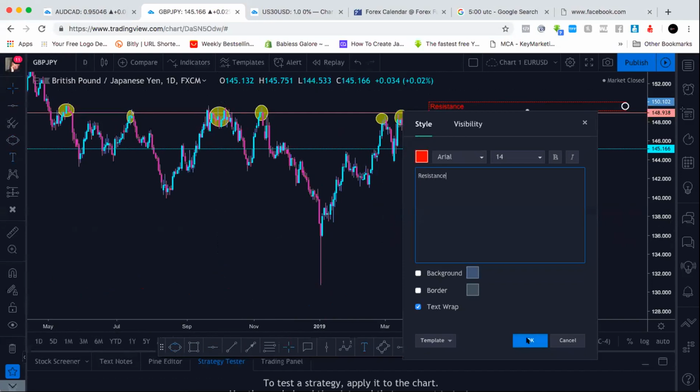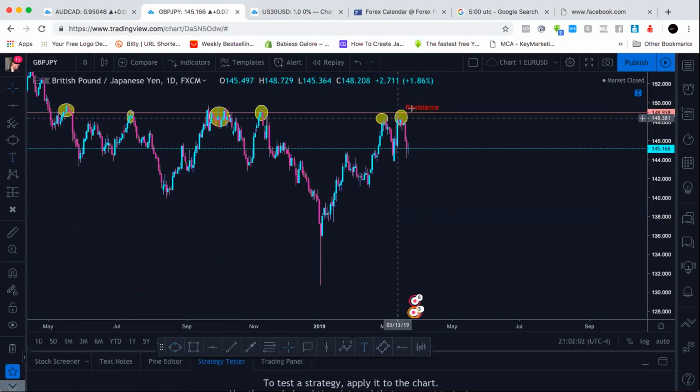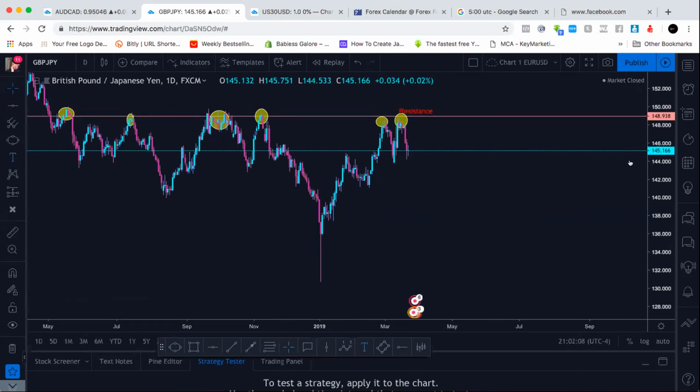The resistance is on the top and the support is on the floor. Yeah, but they're interchangeable, because when price breaks this, it'll turn into support. But when it comes to a situation like this, this is considered resistance, yeah.